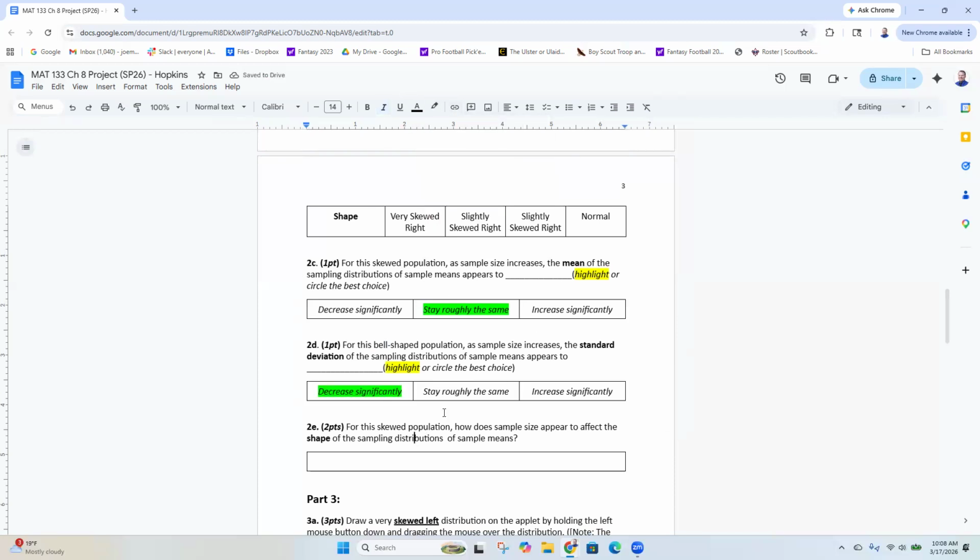So that is a huge drop, decreased significantly. And for this skewed population, how does sample size appear to affect the shape? This is the exciting part. As sample size increases, the shape becomes more normal. As sample size increases, the shape becomes more and more normal. Okay?